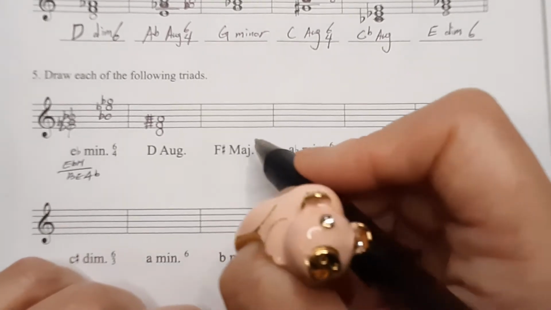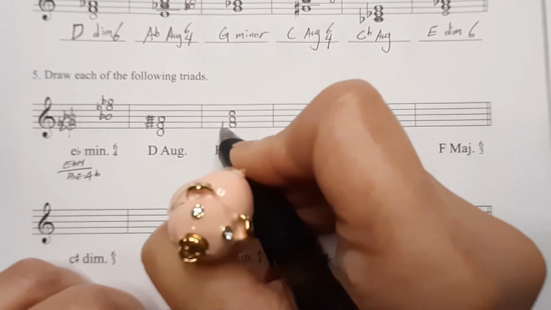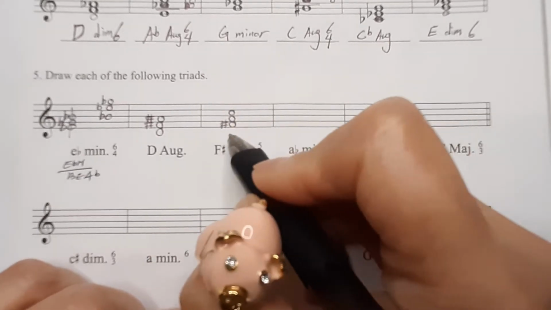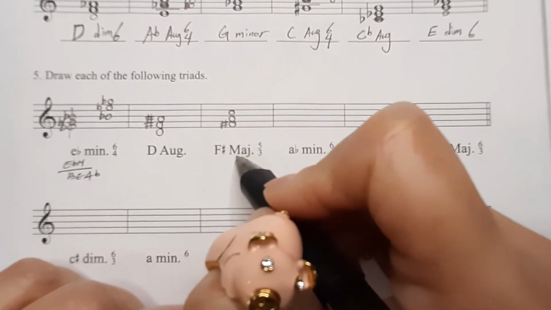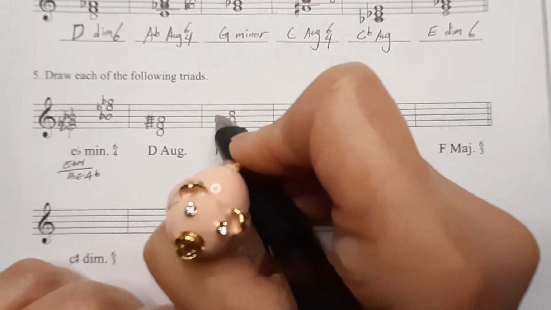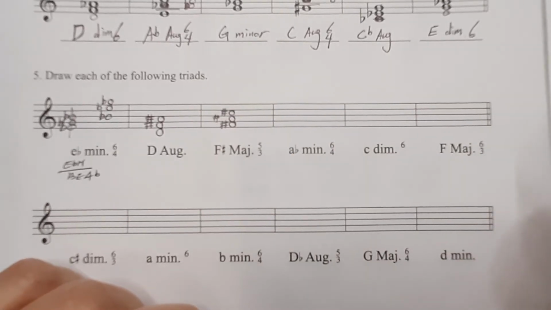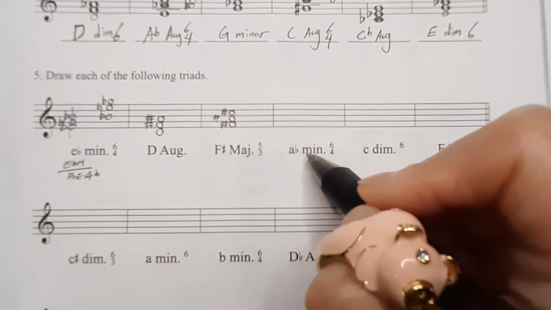So F sharp major. You have F sharp, A, and C. And figure out the key signature now. In the key of F sharp major, we have F, C, G, D, A, E. All the sharps except B. So we got a sharp A and we got a sharp C. All 3 sharps. A flat minor 6-4.